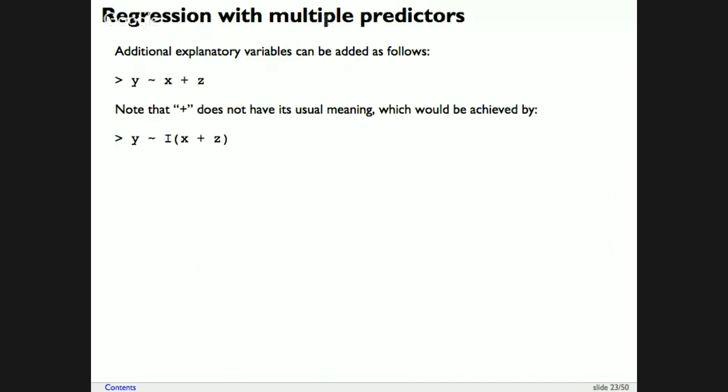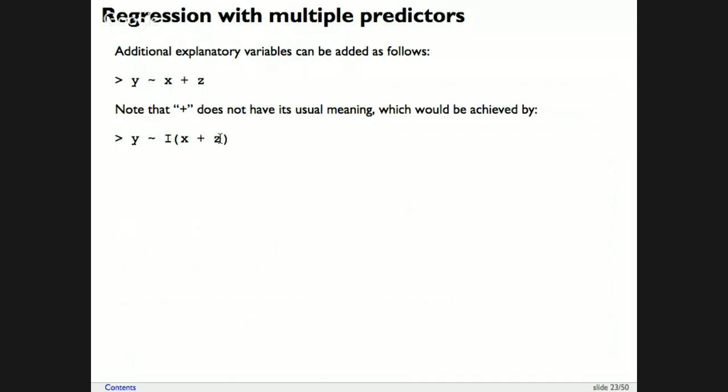So those were all just simple regressions of one variable. You can add more just as follows. So y described by, let's say, x plus z. Note that this does not mean that you're adding x and z. This is special model formula language. This just means that you're adding it to the model. If you actually had two variables that you wanted to add, you have to put this I around them. I stands for identity, and this would actually add your values of x plus z as a single variable in your model.